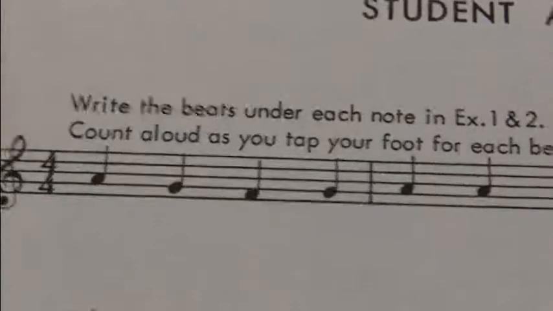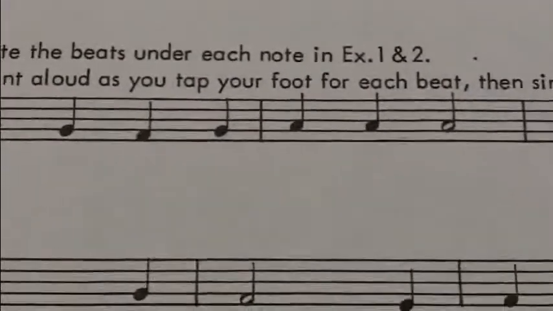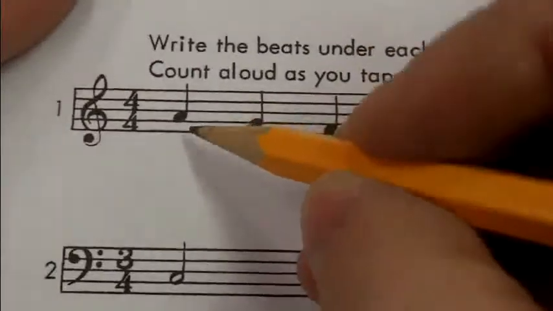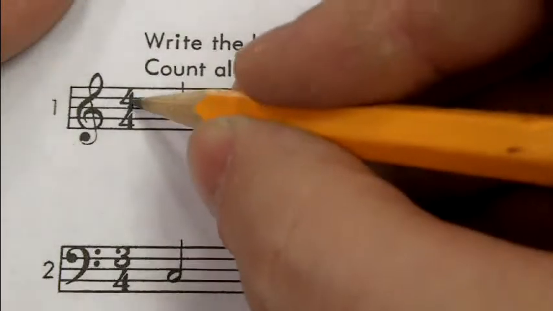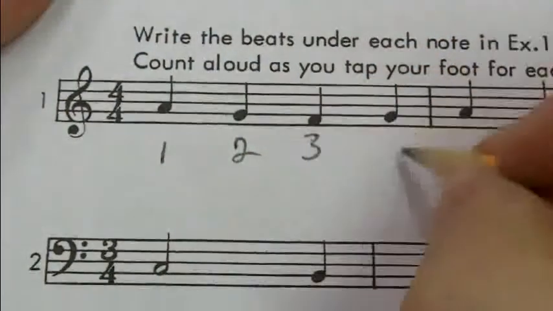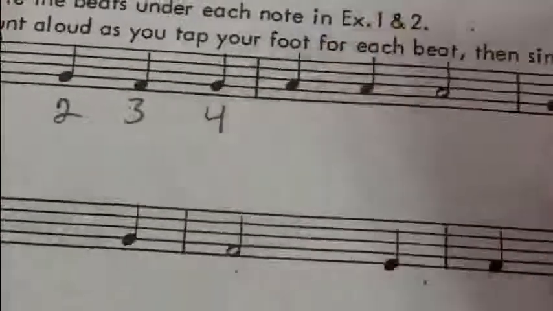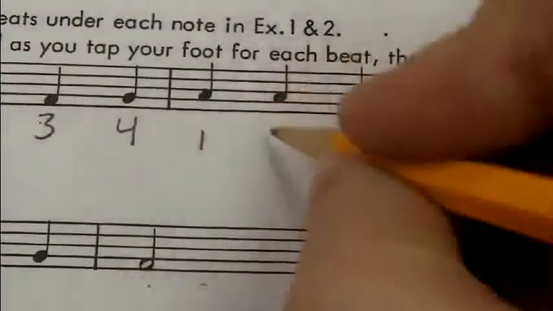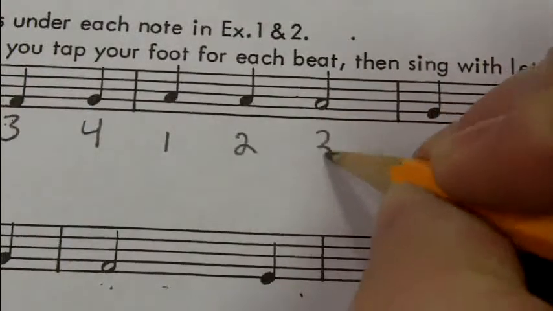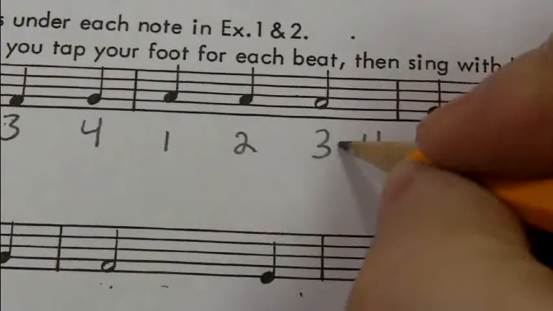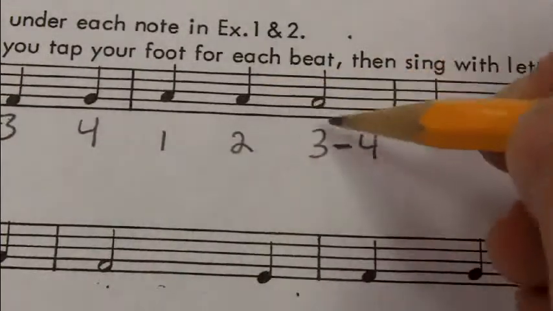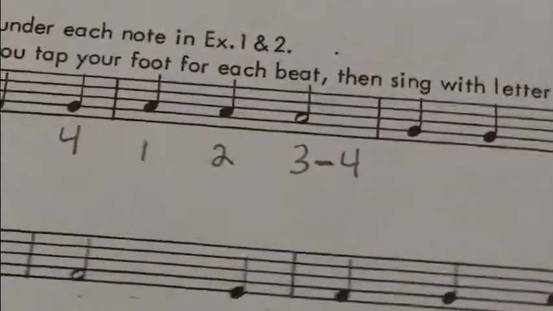We're going to start with number 1, and it says write the beats under each note in exercises 1 and 2. As we begin, remember that we have 4 beats in each measure. So this gets 1, 2, 3, and 4. Then this takes up 1 and counts 2, but then we have to make this 3 and 4. The only difference is we have to put a dash in, because anything longer than a beat does require a dash. Okay?